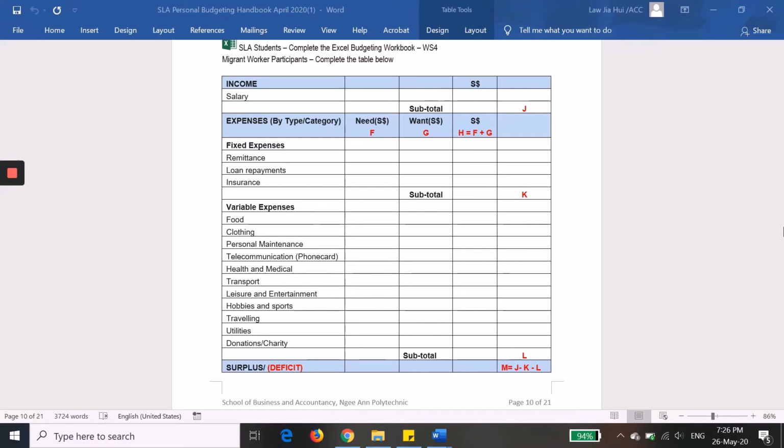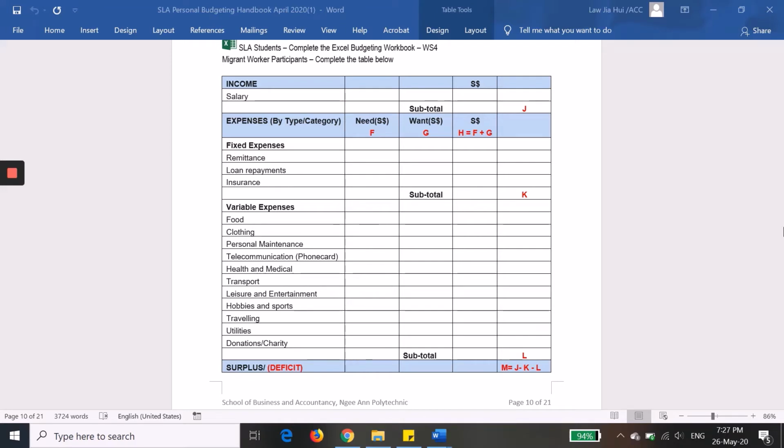Below that, we have variable expenses. Unlike fixed expenses, variable expenses are subjected to change every month, and they are not a fixed amount because sometimes you may not need to buy the same thing every month, or you just spend different amounts for it every month depending on the situation.